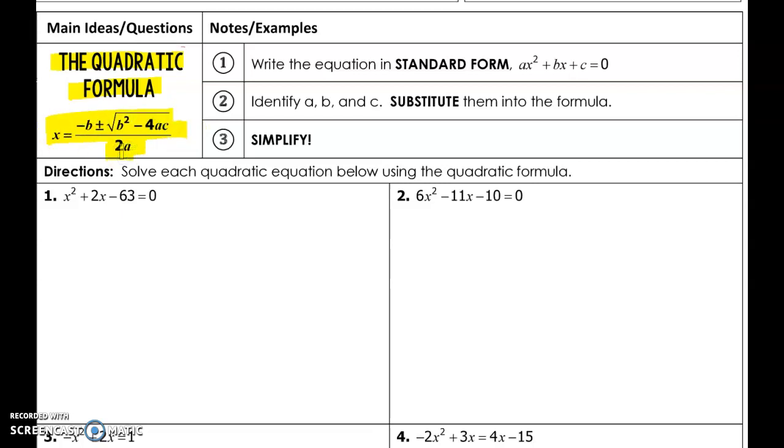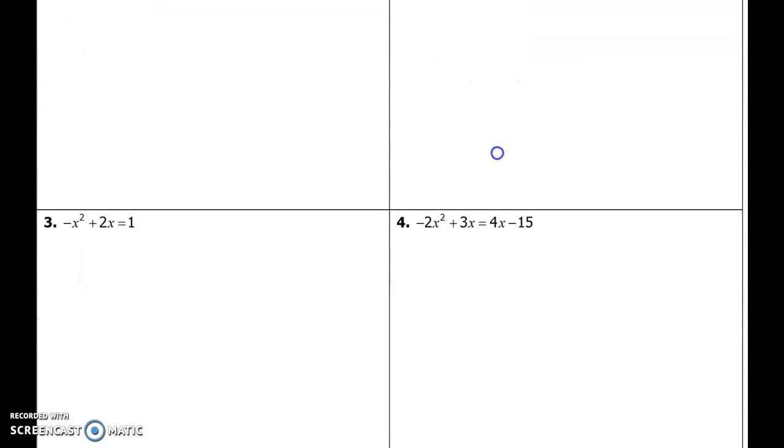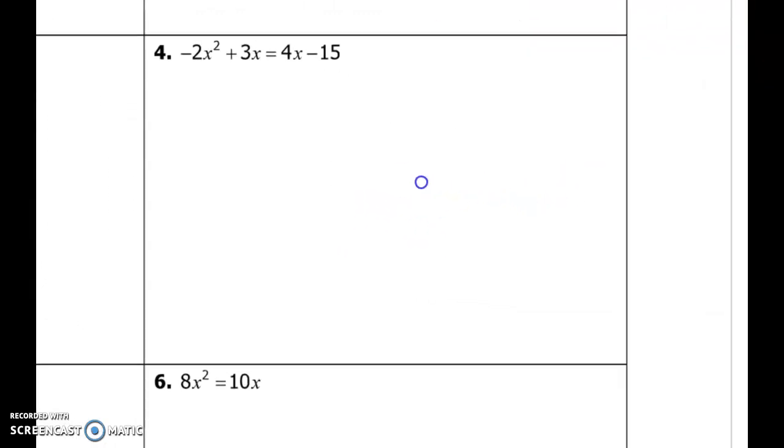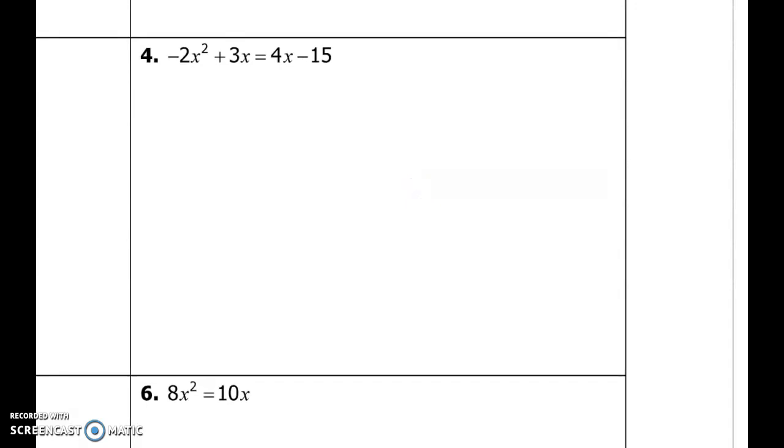And the steps for this are to write the equation in standard form, so that's ax squared plus bx plus c. And then identify what a, b, and c are. Once you have those, you can substitute these values into this formula, and then you simply have to simplify. So I'm going to go ahead and start with question 4 so that I can do all of these steps with you.